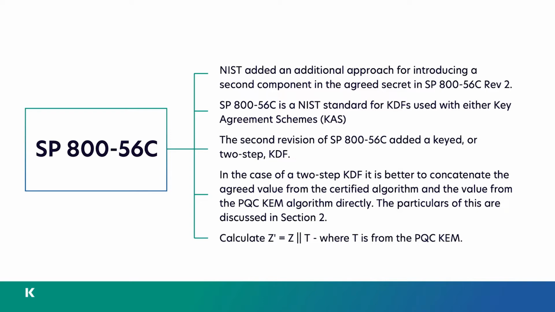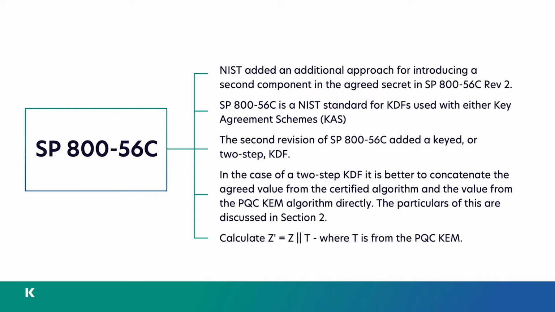Where it does make a difference, though, is in the new KDFs that appear in SP 800-56C and also more recently in TLS 1.3 as well. HKDF is an example of a two-step KDF. In the case of a two-step KDF, it's better to concatenate the agreed value from the certified algorithm and the value from the PQC KEM directly.